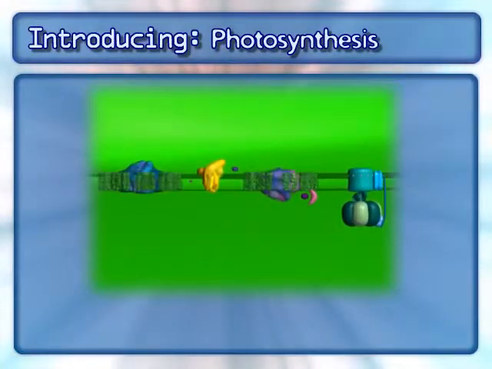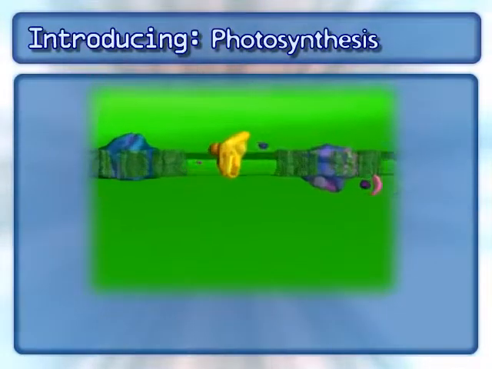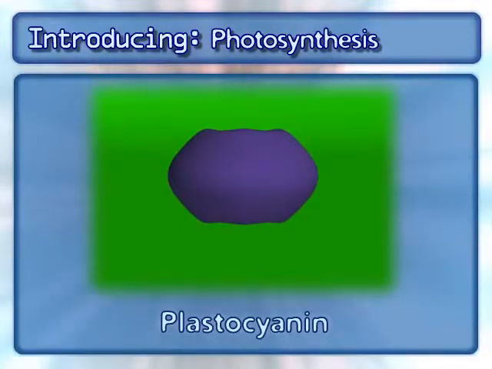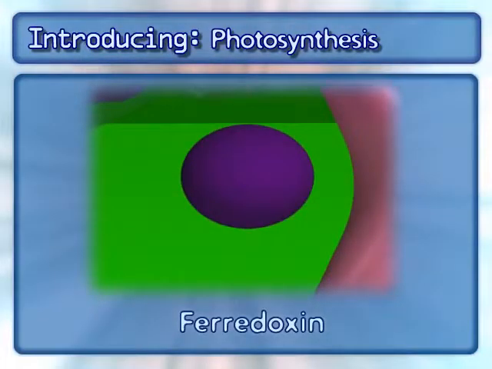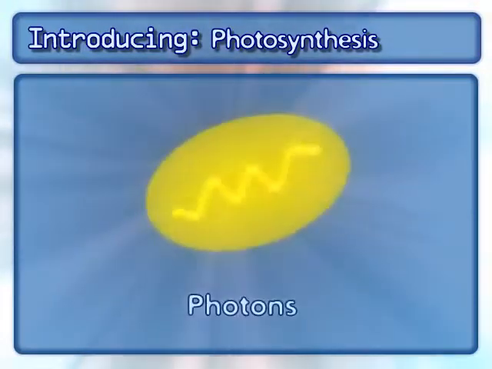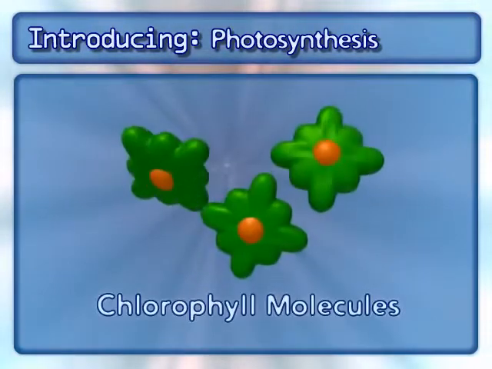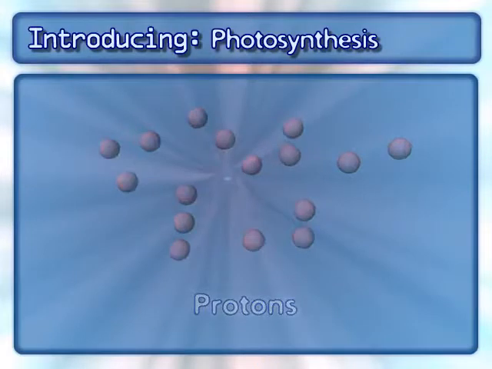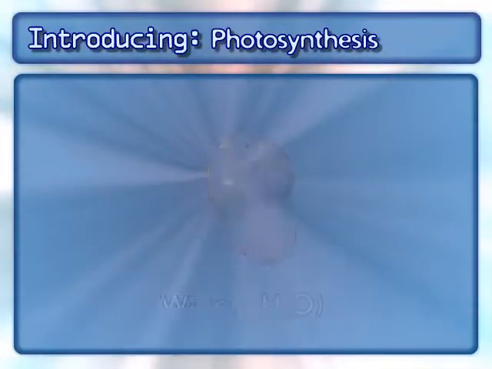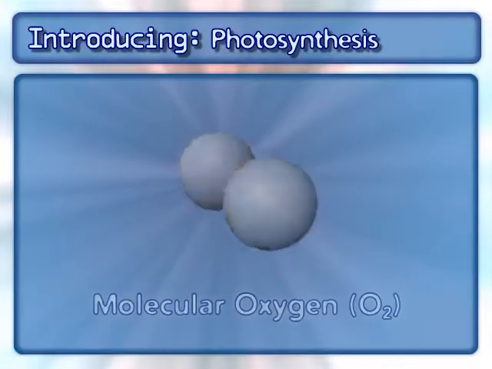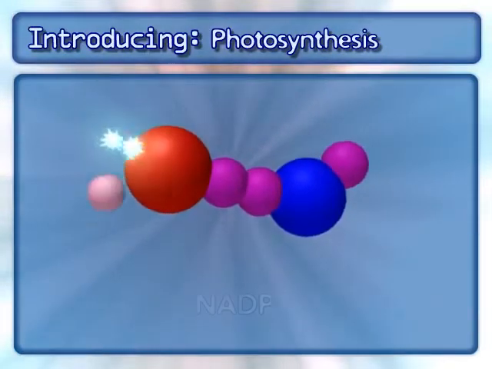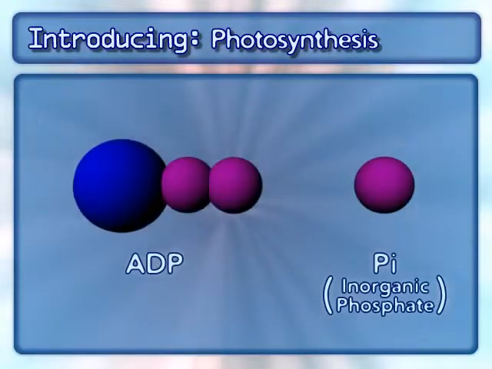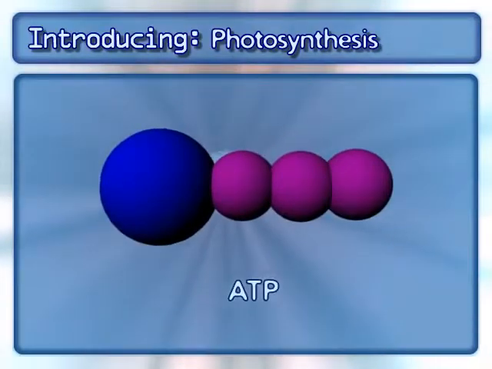In addition to the complexes, 3 mobile carriers are also involved: plastoquinone QB, plastocyanin, and ferredoxin. Other key components include photons, chlorophyll molecules, protons, water, molecular oxygen, NADP, and the electrons to form NADPH, and ADP and PI, which combine to form ATP.